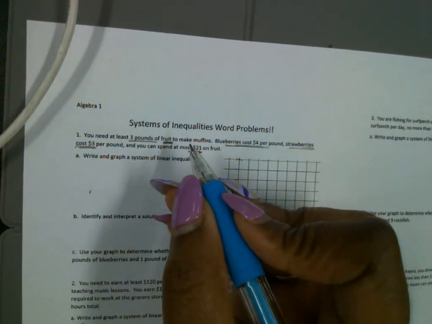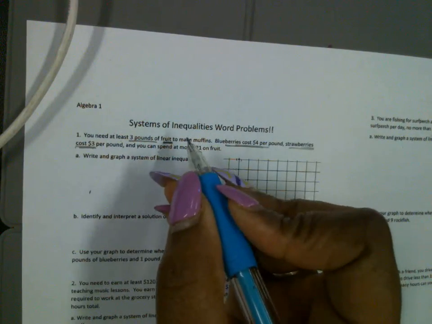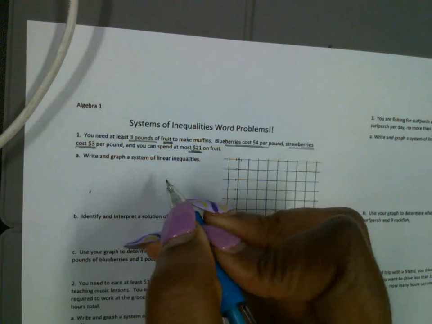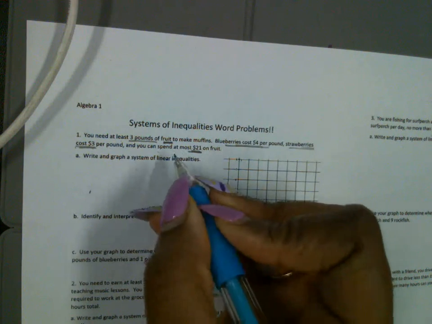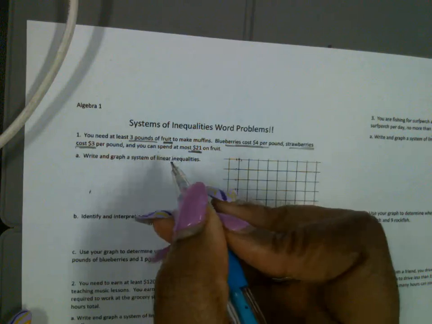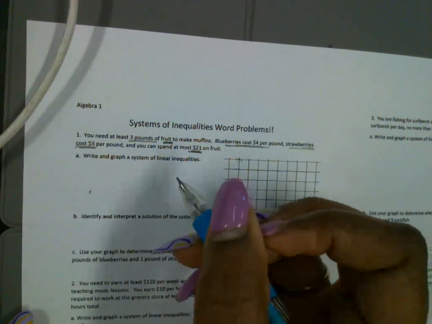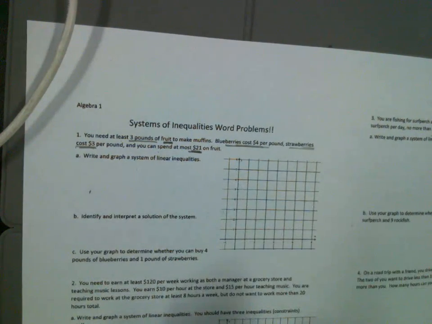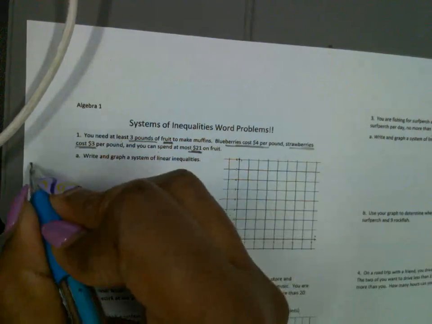All right. So first things first, the first thing you do is figure out what your unknowns are. What is it that we don't know? We don't know how much he bought. Right. We don't know how much he bought of what. Of the fruit, like strawberry or blueberry. Very good. We don't know how many.